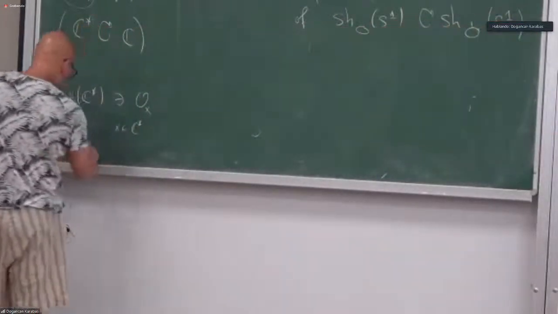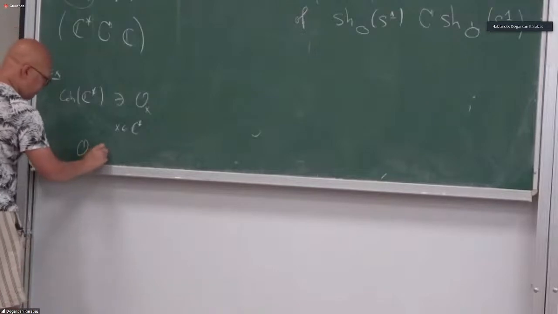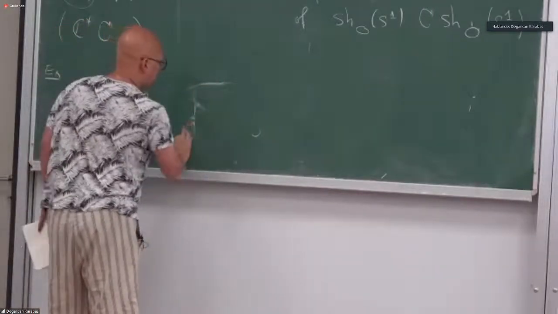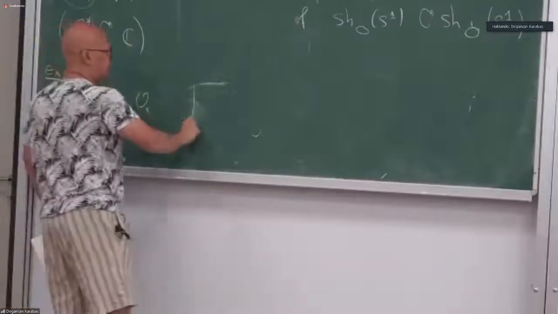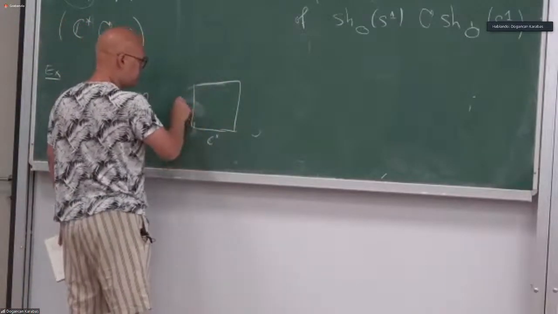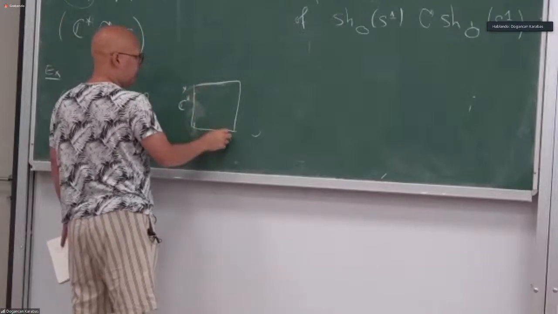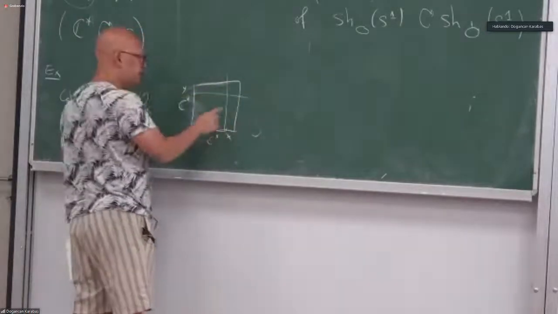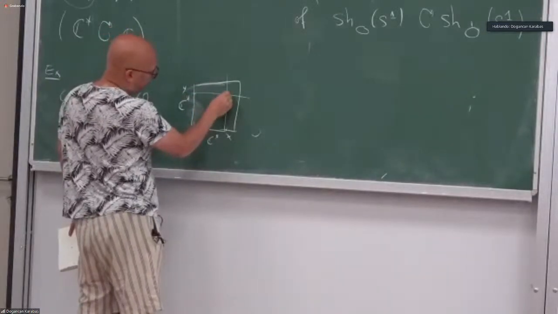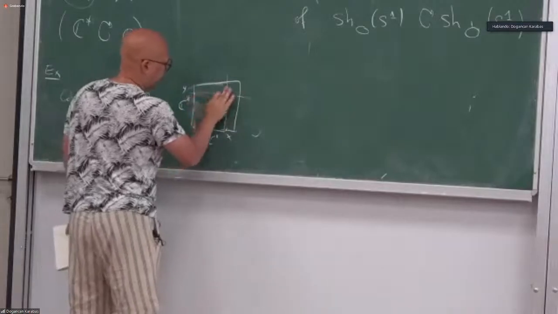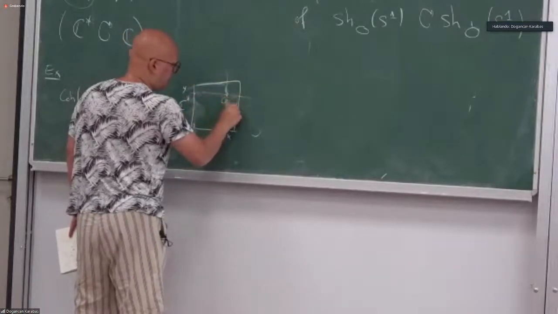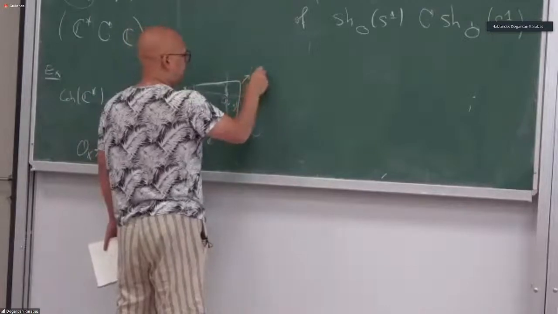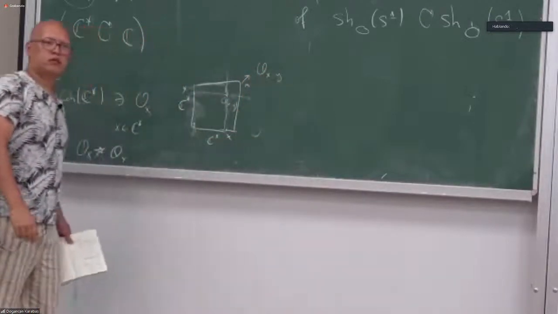Now, let's see what happens if I take O_X and I convolve with O_Y. Well, what happens? I'm supposed to go on the product, C star times C star. I have the point X, I have the point Y. I tensor this delta sheaf with this delta sheaf. Something non-trivial only happens when they meet, and so I get the structure sheaf of the point (X, Y). And then I push forward by the multiplication map to C star again, and I get O_{x times y}. And that's what that convolution is.